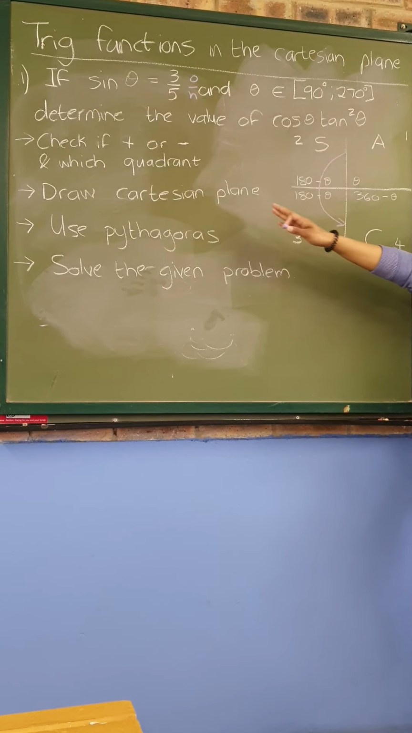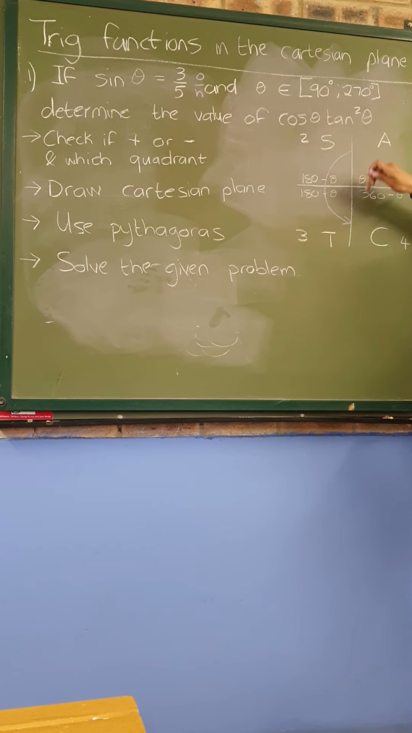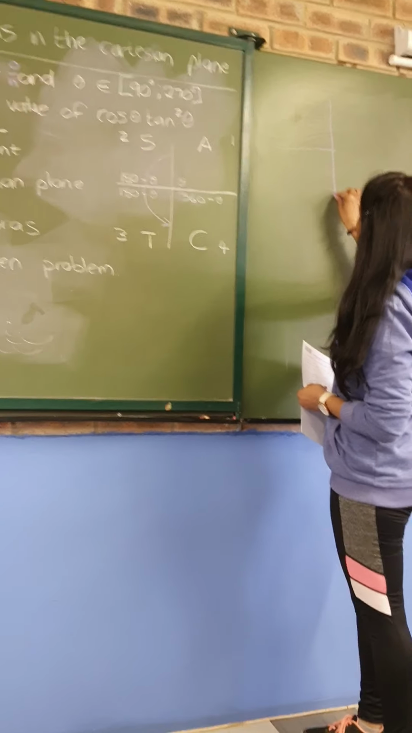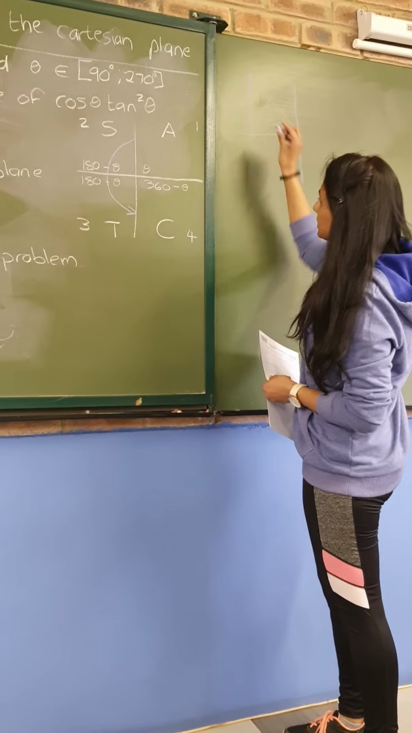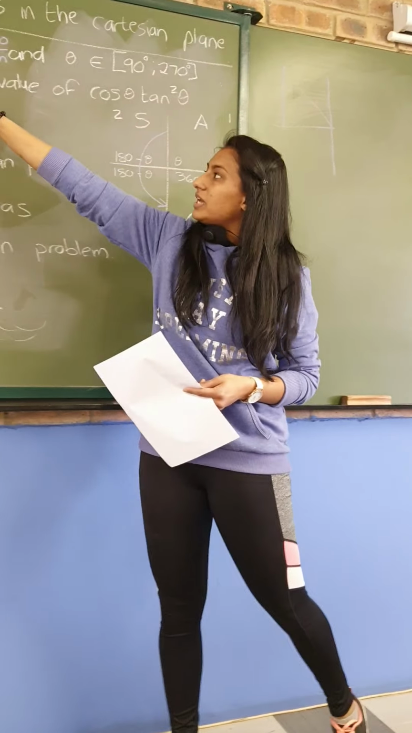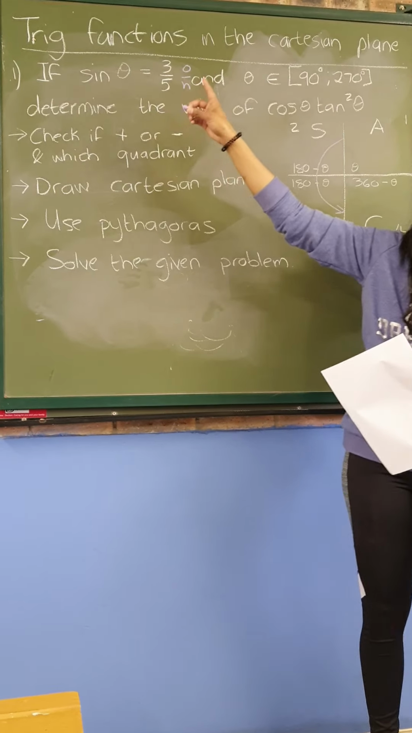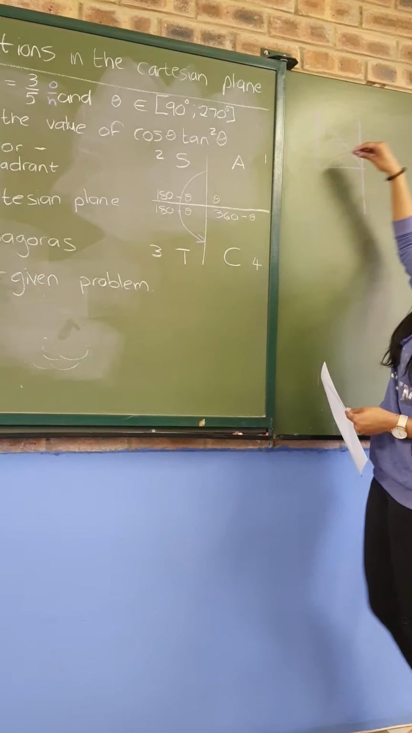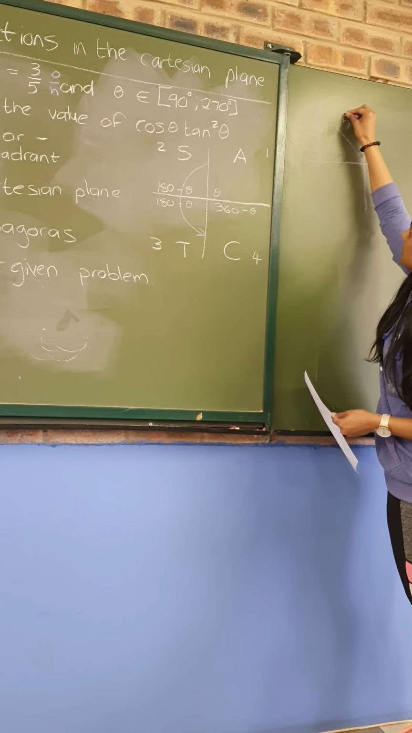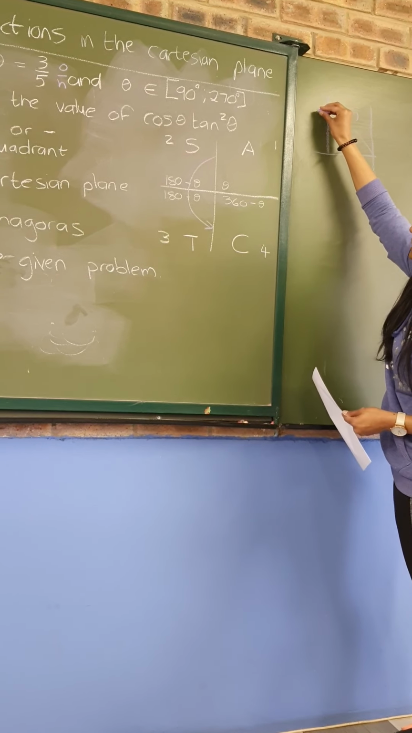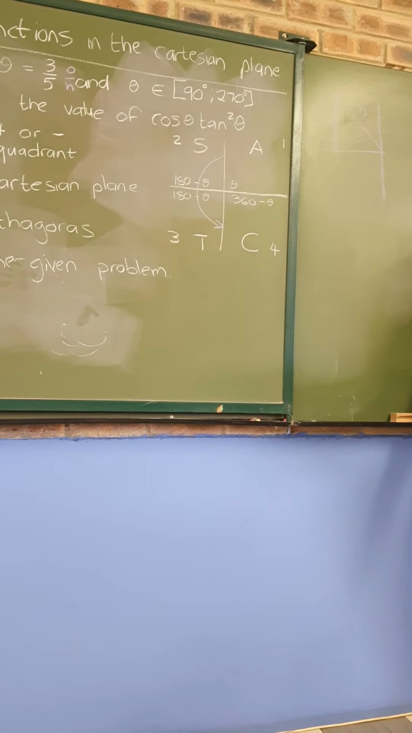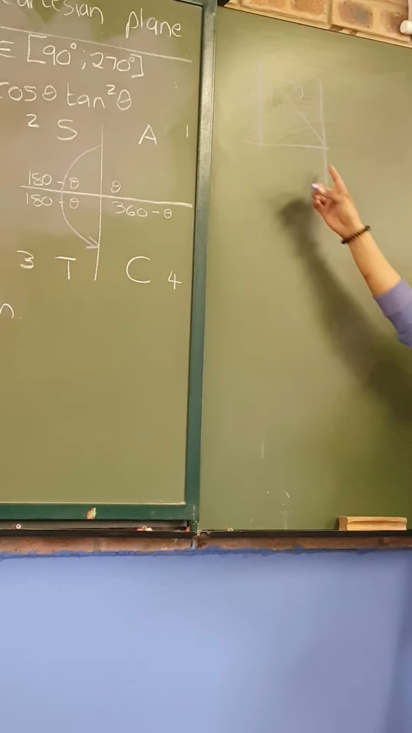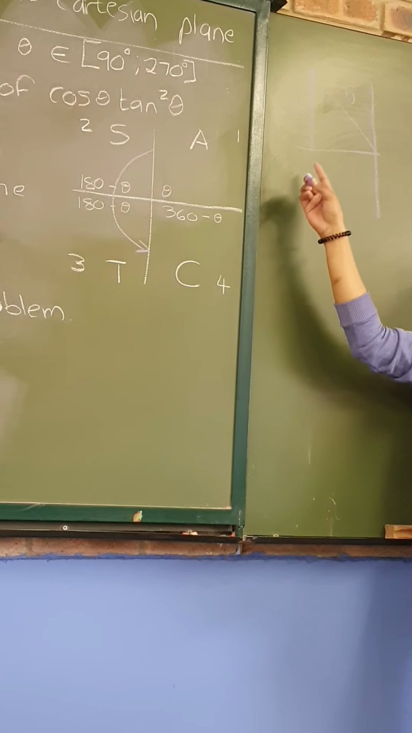Your next step is to draw the Cartesian plane. So you just draw this part of the Cartesian plane where sin is positive. So you have it like this with a triangle inside. And now they told us sin theta is 3 over 5. That means my opposite is 3 and my hypotenuse is 5. This is my hypotenuse, so it's 5. Opposite to my angle is 3. Okay, we have a missing value. What value are we missing? The x, the adjacent.